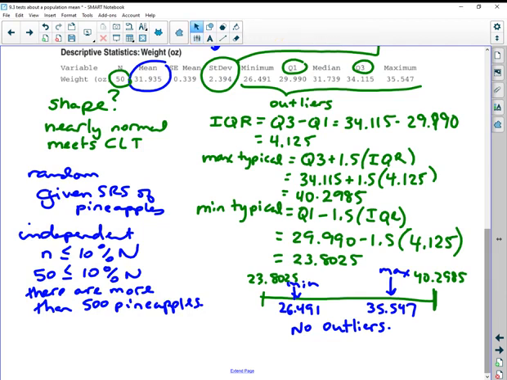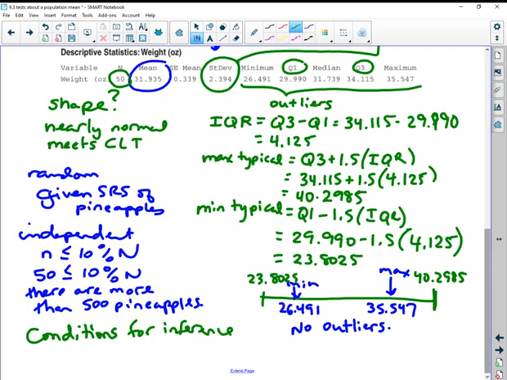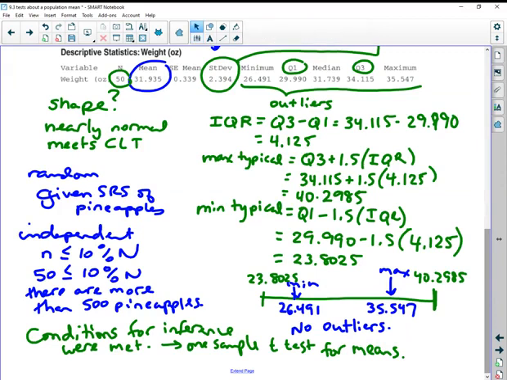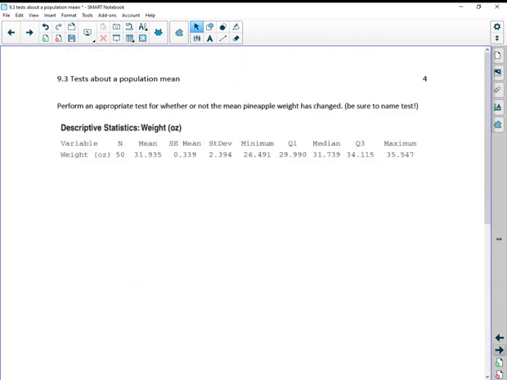So that to me says that the conditions for inference were met. And therefore, we're going to do a one sample t-test for means. Yeah, we're not getting out of doing this problem that easily. On to the next page and let's do it.